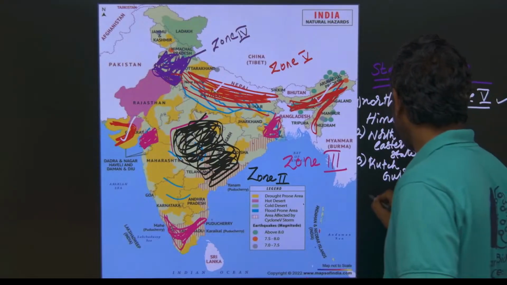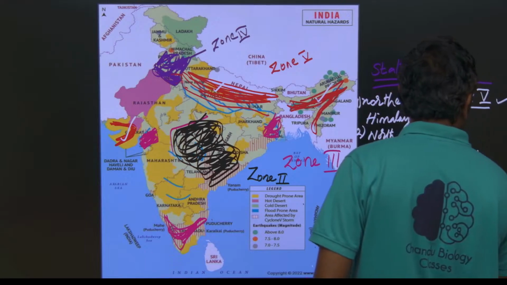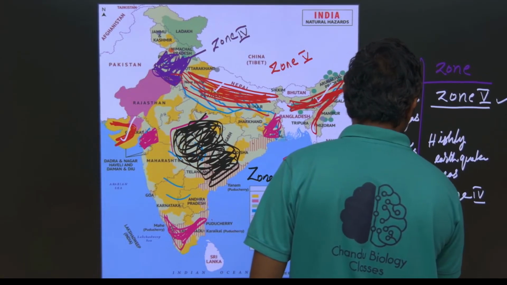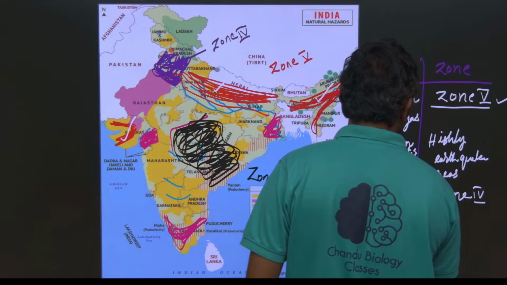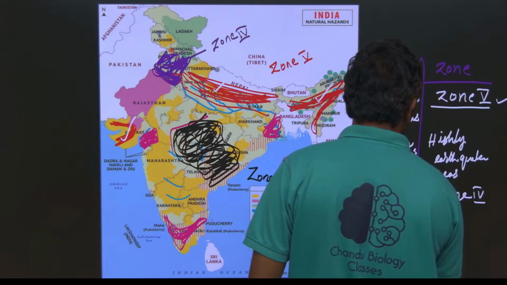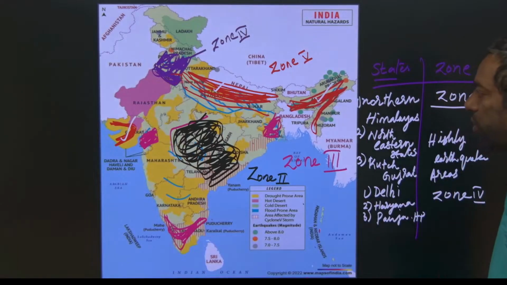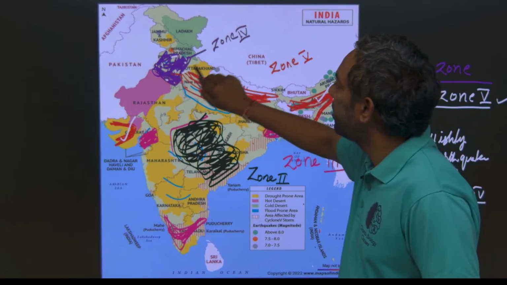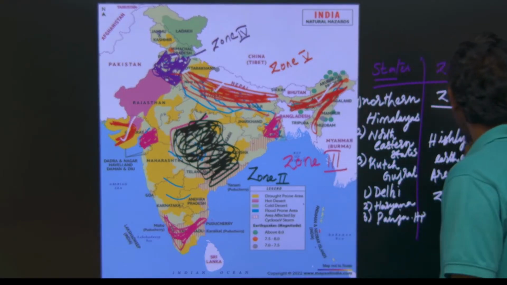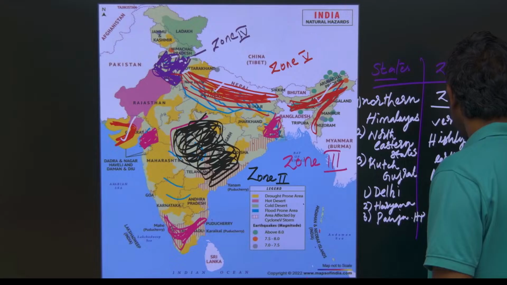Zone 4, okay. Zone 4 is what? Zone 4 area is Delhi. First one is Delhi, Haryana, Punjab, Himachal Pradesh. Like areas are zone 4. Delhi, Punjab, Himachal Pradesh, this is zone 4. Zone 5 is very high. Zone 4 is high earthquake area.